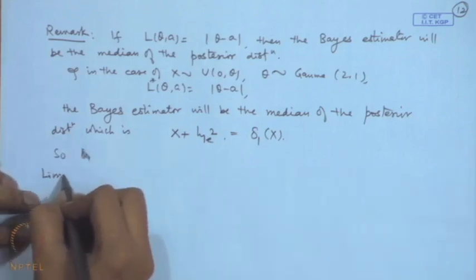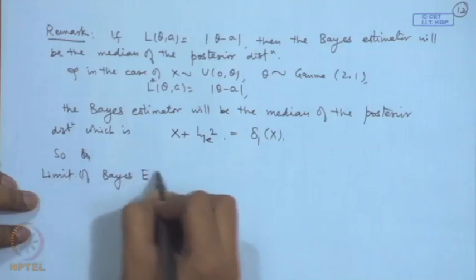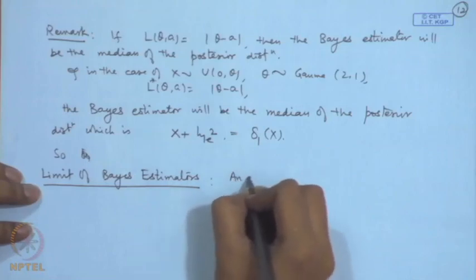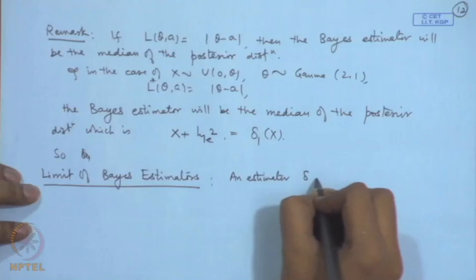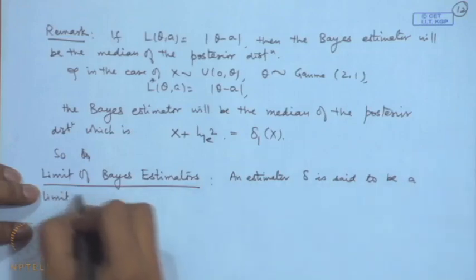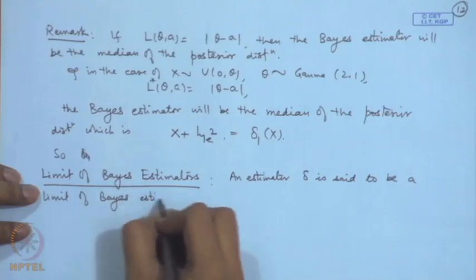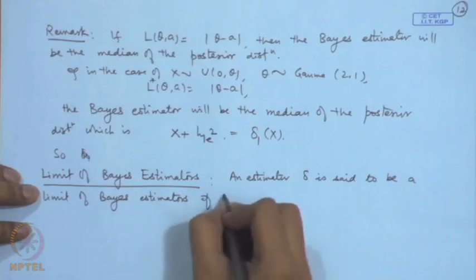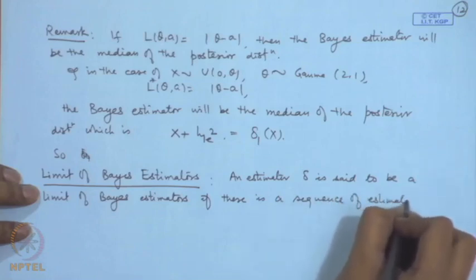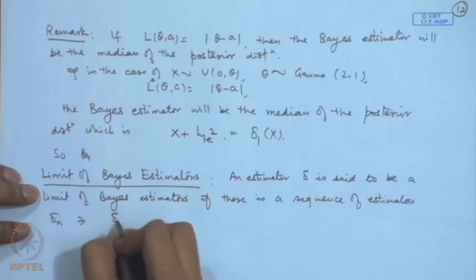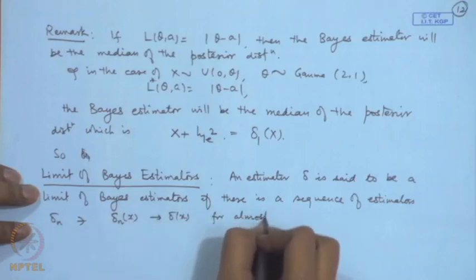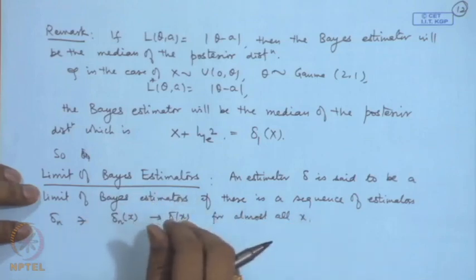We also talk about what is known as limit of Bayes estimators. An estimator delta is said to be a limit of Bayes estimators if there is a sequence of estimators, say delta n, such that delta n x converges to delta x for almost all x. That means, the probability that this will converge is 1.